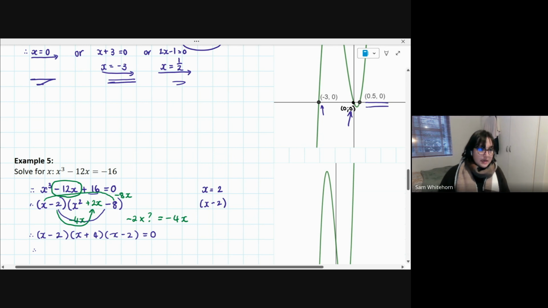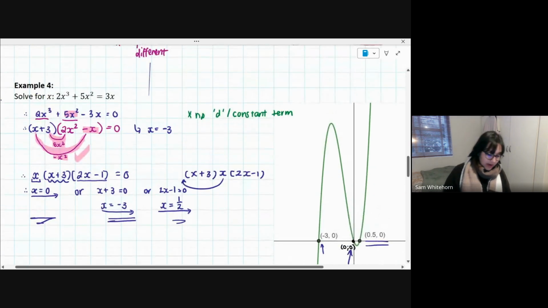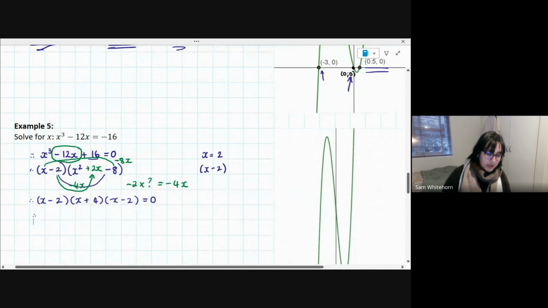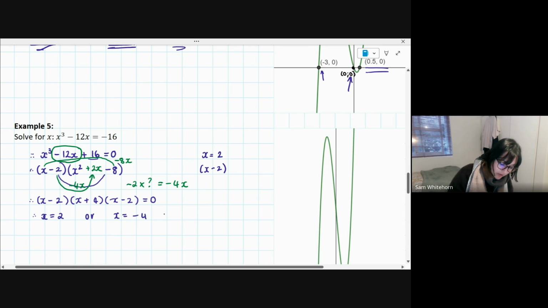Now, in this last example, I actually said x plus 3 equals 0, 2x minus 1 equals 0, and I went like that. You don't have to do that. If you can just read your solution immediately or get to your solution immediately, that's fine. So our first solution, x equals 2, or x equals -4, or x equals 2.